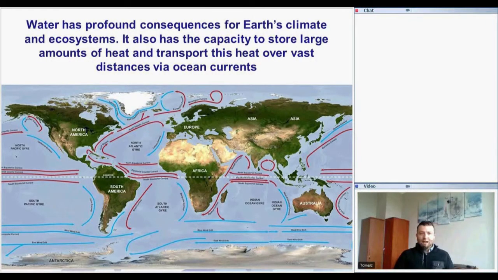And water has profound consequences for Earth's climate and ecosystems. It also has the capacity to store large amounts of heat and transport this heat over vast distances via ocean currents. So via ocean currents, warm waters from the equator can move to higher latitudes, and for example can reach even Svalbard. So there is warmer water than there should be because of sea or ocean currents. So that's another interesting thing about water and its capacity of storing large amounts of heat.